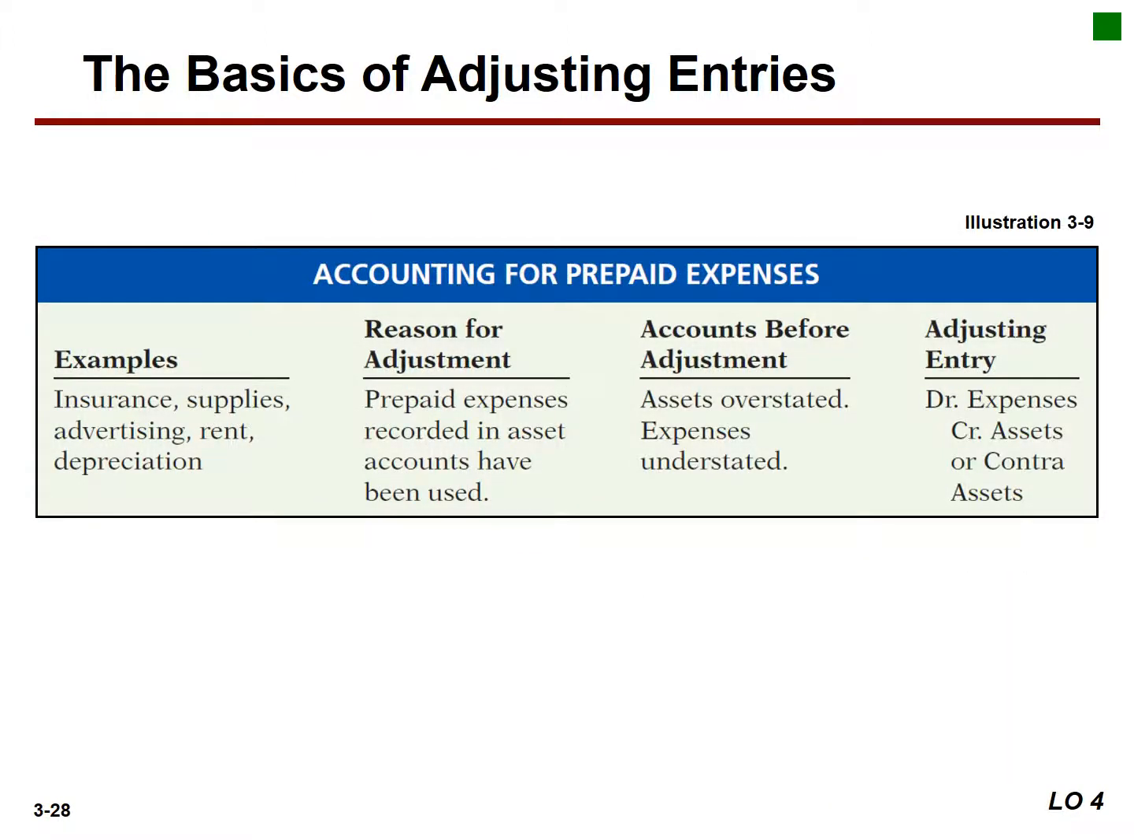So, accounting for our prepaid expenses, here are some examples that we've looked at. Didn't look at all of them, but here's some of them we looked at. Why we need to adjust these accounts, how these accounts appear before our adjustment, and what our adjusting entry is going to look like. Debiting an expense account and crediting an asset account, or in the case of our fixed assets like equipment and buildings, a contra asset account.